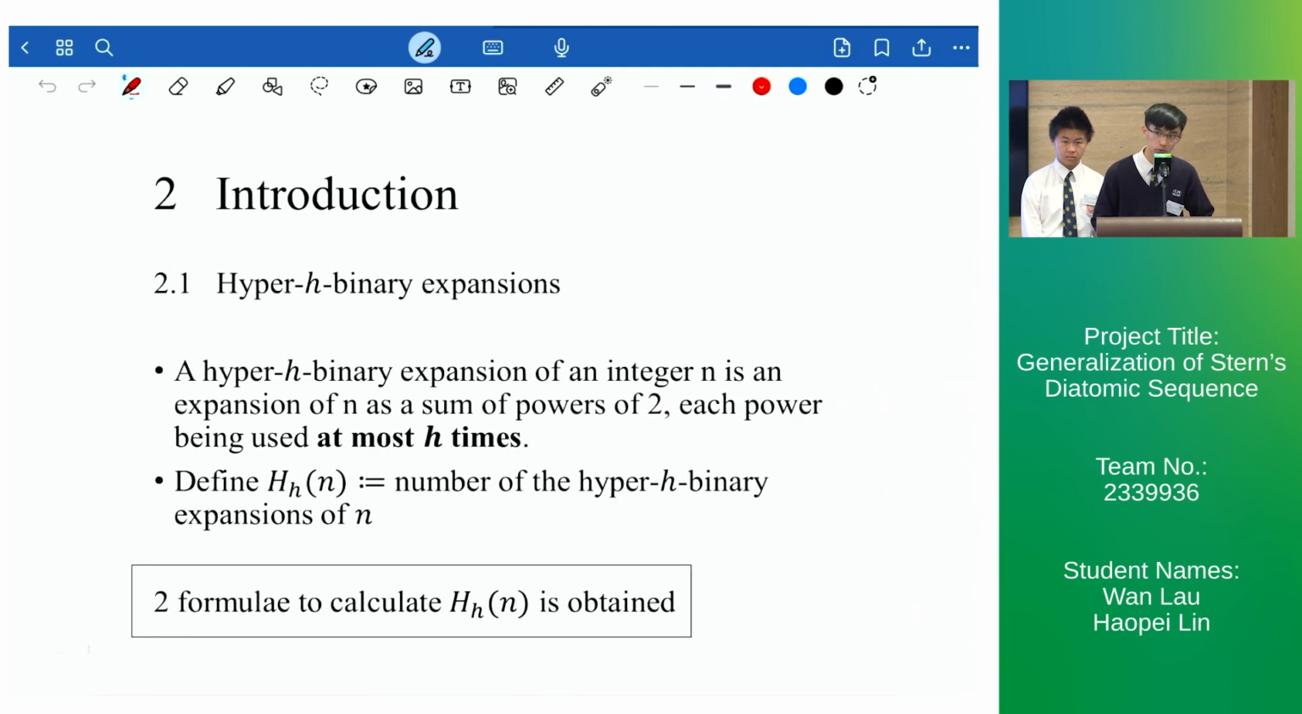Another direction of our research is hyper-H binary expansion. It's also very similar to normal binary, but each of its digits can be up to H, where H is an integer larger than 1. And we get 2 formulas to count the number of expansions.